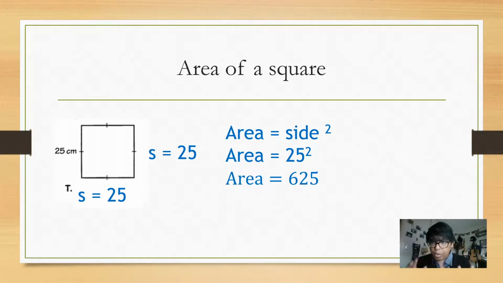Again, if you don't know what the square of 25 is, you can just grab a calculator or ask Alexa or ask Siri, ask Google, doesn't matter. Area is 625.